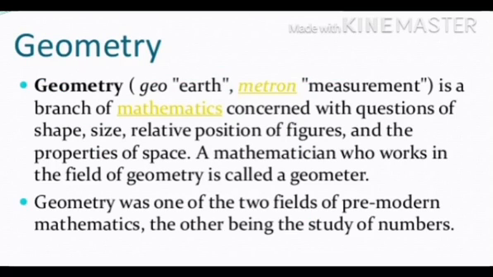Now geometry. Geo means earth, metron means measurement. Geometry is basically a branch of mathematics concerned with the question of shape, size, relative position of the figure and the properties of space. A mathematician who works in the field of geometry is called a geometer. Geometry was one of the two fields of pre-modern mathematics, the other being the study of numbers, meaning arithmetic.